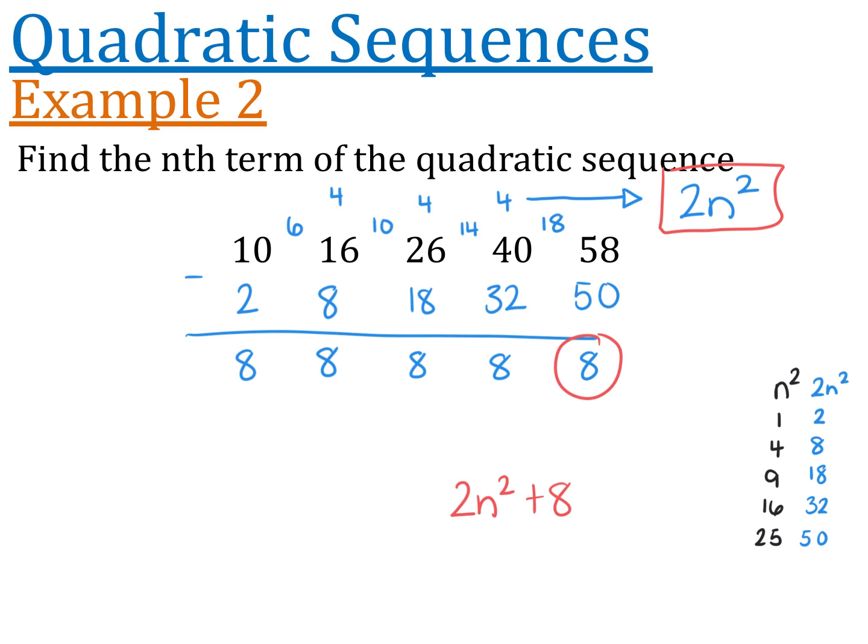Conveniently, both of these have had a second difference of 4, which told us we were going to compare everything to 2n squared. The only thing that we would do differently, if we got a second difference of 6, is that we would compare it with 3n squared. Everything else stays exactly the same. All right, let's see what the next question is going to be.